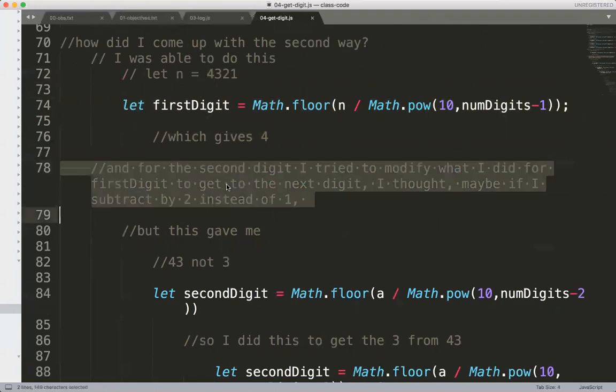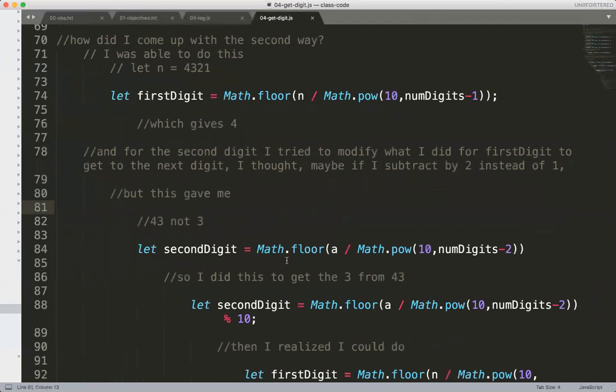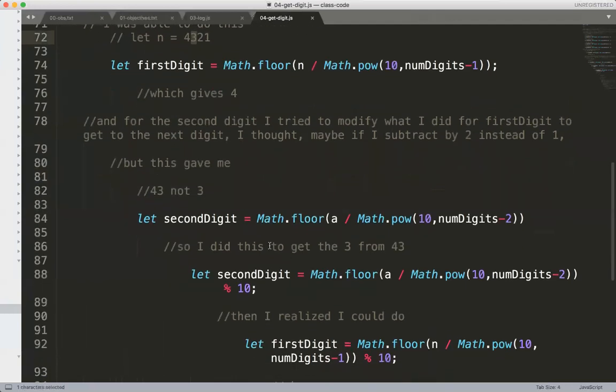And for the second digit, I tried to modify this to just manipulate it a little bit. So what I did was, instead of subtracting 1, I thought, okay, if I wanted the second digit, maybe if I subtract 2, right? And when I subtracted 2, what I ended up getting was 43. I got 43, not 3, because I want the second digit. The second digit's 3, not 43, right? So how do I get 3 from 43? Well, I can mod it by 10.